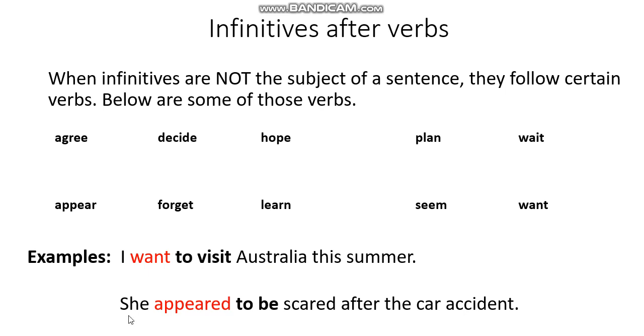Next example, she appeared to be scared after the car accident. Okay, so the verb appear is here, followed by the infinitive to be.